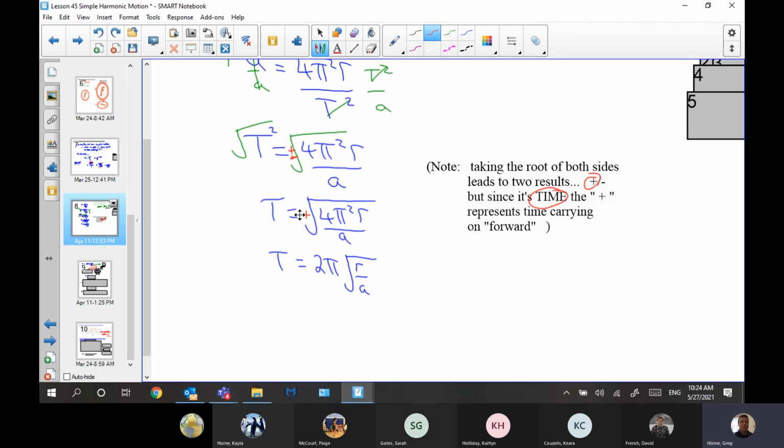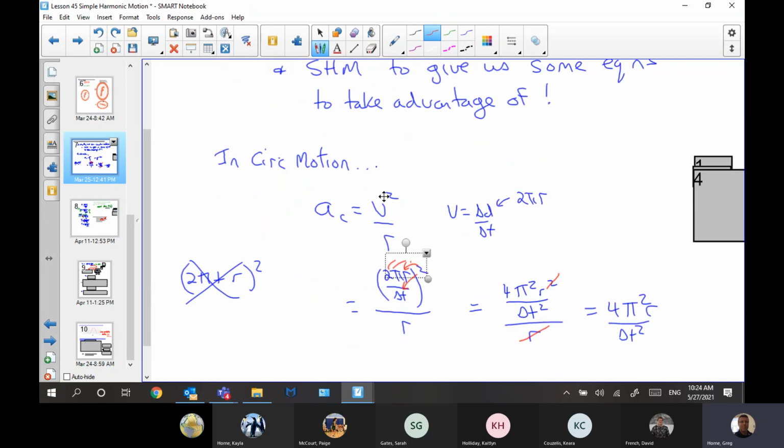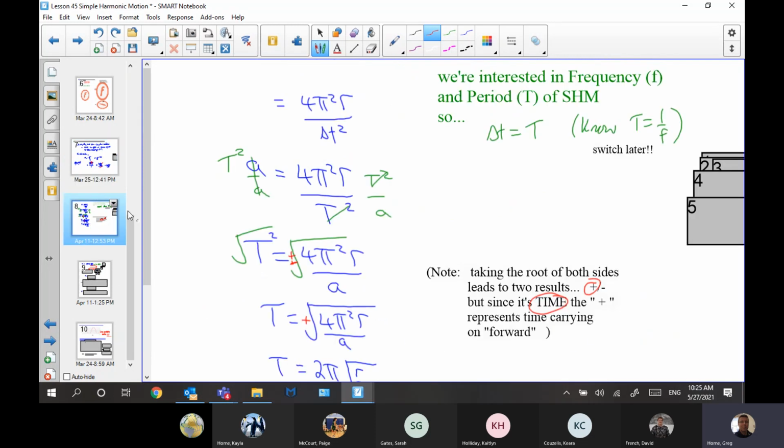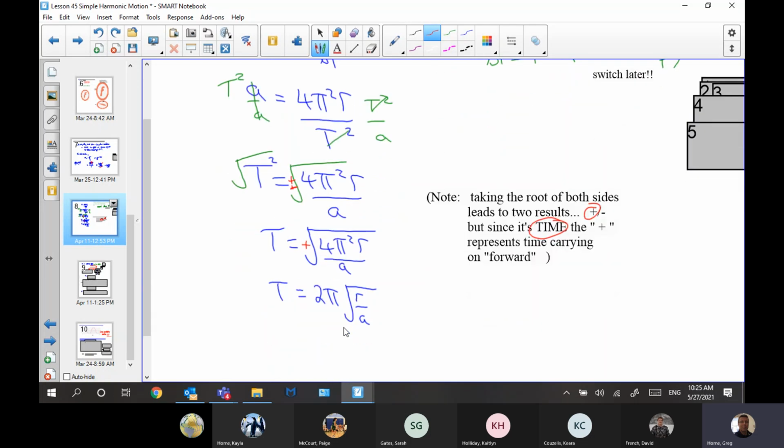The 4 can get rooted, becomes a 2. The pi squared can be rooted, becomes just a pi. So you can write it like that: 2 pi root of r over a. You just have to be able to follow along with this and say, okay, I agree with all these things. I know that v squared over r is true. I know that the velocity is 2 pi r over time. I know if I square it, I get this stuff. You just have to analyze each of the steps and see if you agree with them, which of course you do. They're all stuff that we've done. We know the period is the time, and algebraically we're getting this so far.